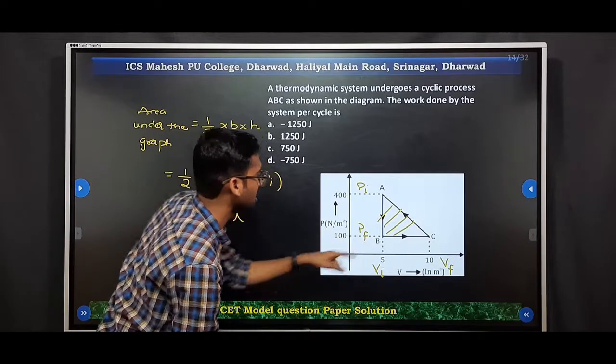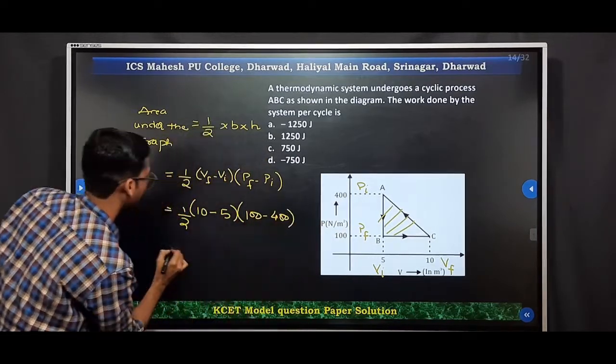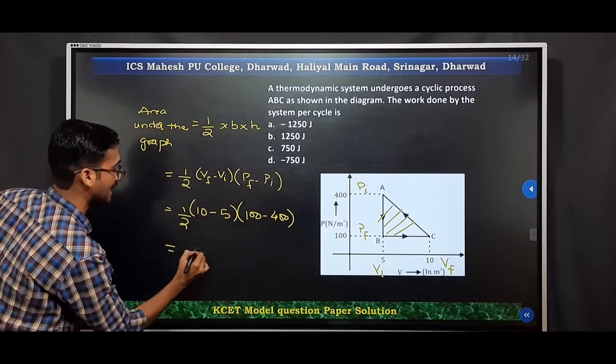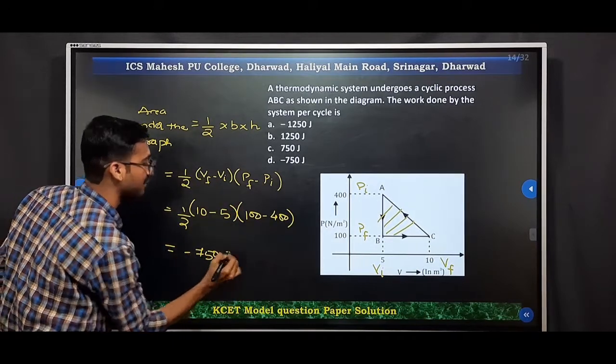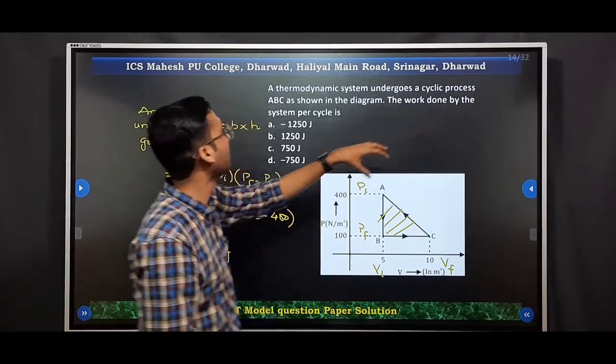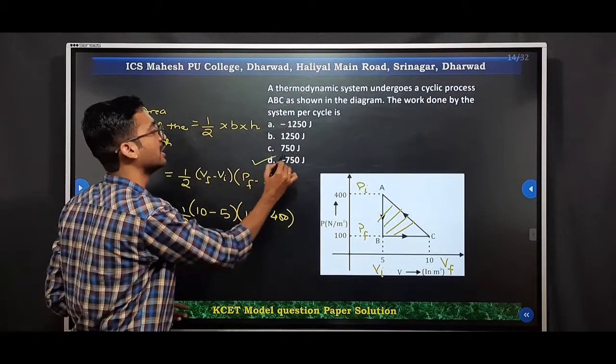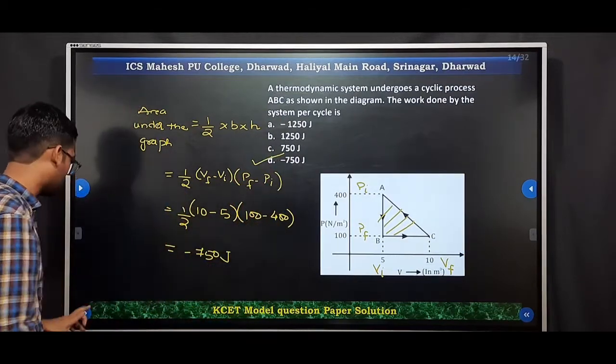Pf is how much now here? 100 minus 400. Therefore, on solving this one, we are getting the answer as minus 750 joule. Therefore, for the given question, the work done by the system per cycle is minus 750 joule. Therefore, option D is the right one.